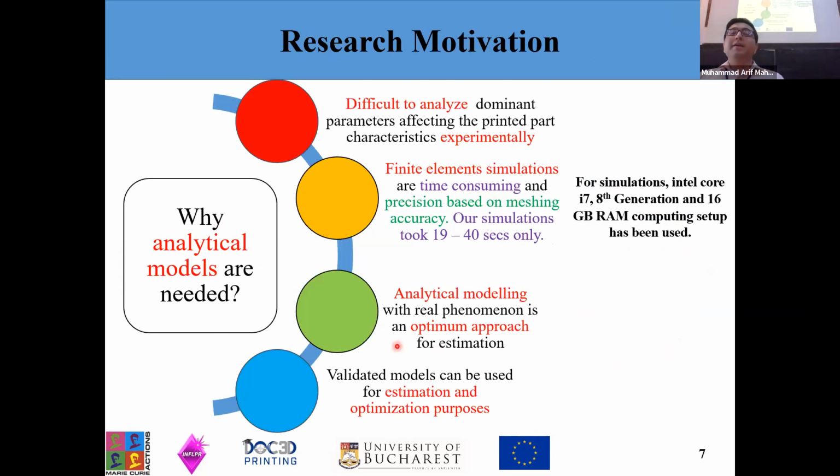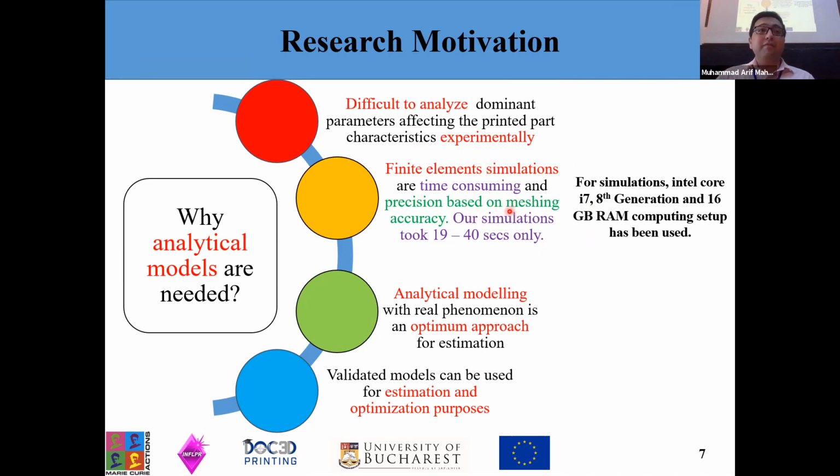So why is there a need to develop analytical models? First of all, it is very difficult to analyze which parameters are affecting my outputs using experiments. And if we cannot find the one-to-one correspondence between my input and the outputs, it is difficult to control my requirements, what I need in my final product.